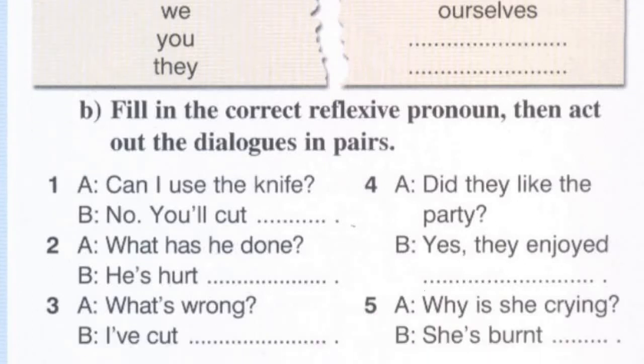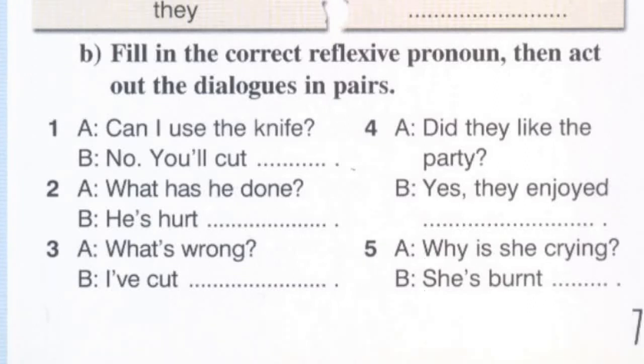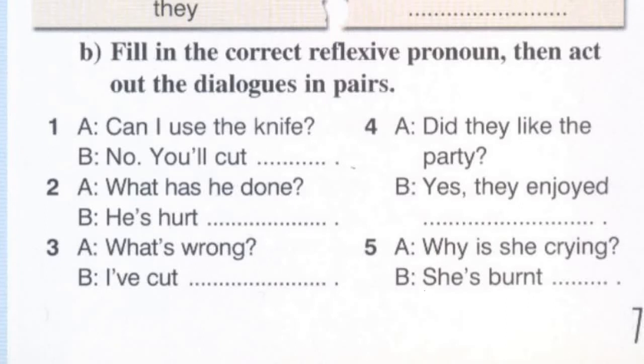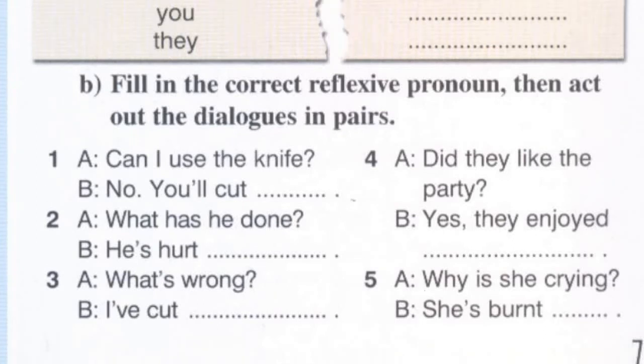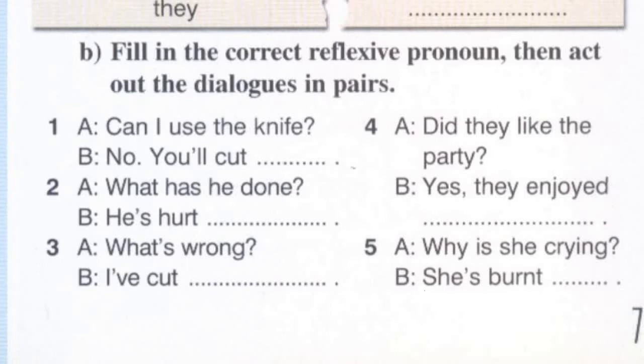And part B, fill in the correct reflexive pronouns, then act out a dialogue in pairs. You cannot act out with a partner, so the thing is, when you complete them, read them aloud to yourself. It means you are A and B. Practice reading at home. Now let's complete it. Take about 15 seconds and complete this part. You need to complete the sentences, the dialogues, using reflexive pronouns. Your time is starting right now. At least you are supposed to complete a few of them.